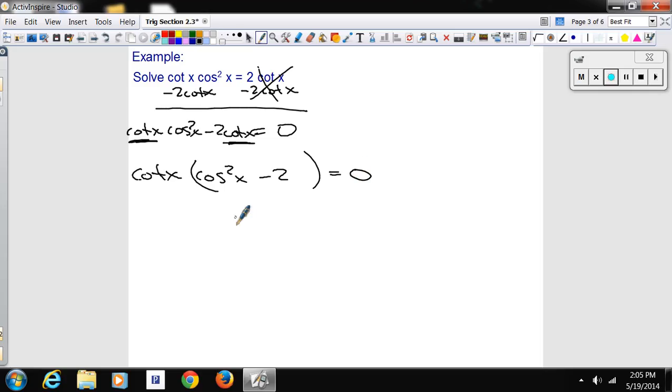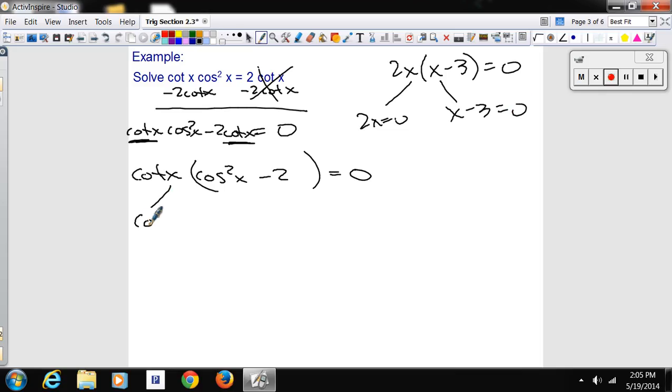Do you remember if we had like 2x times x minus 3 equals 0? Do you remember how we solved that and got the 2 answers? We set them both equal to 0. And we found the 2 solutions. Those are how you got your 2 answers. Well, that's what you're going to do here.